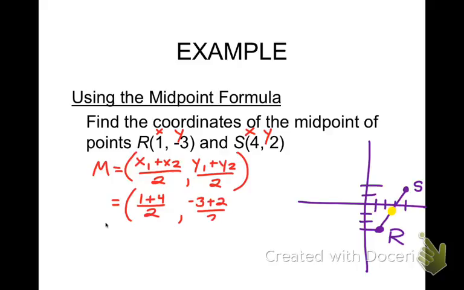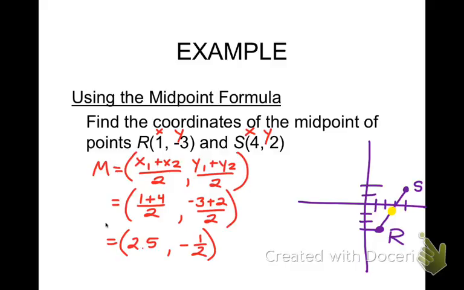Okay, so now let's simplify. 1 plus 4 is 5. 5 divided by 2 is 2.5. Okay, so 2.5, or if you want to write it as a fraction, 5 over 2, or if you want to write it as 2 1/2, however you want to write it, it's fine with me. Comma, -3 plus 2 is -1 divided by 2 is -1/2. Yeah, I've got a decimal and a fraction.